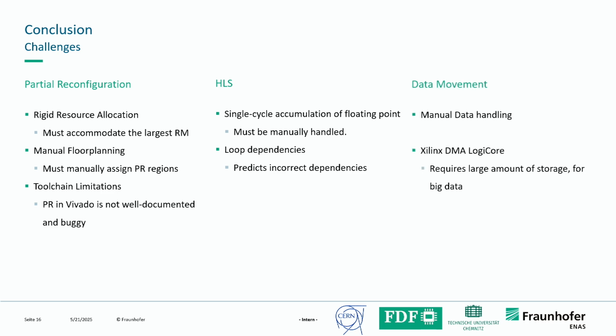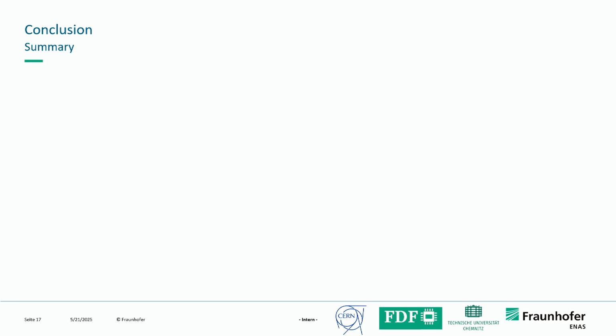And for data movements, we used manual data handling. For the DMA logic core from Xilinx, we did not use that because even in the basic mode, it requires a lot of CPU power, and then we don't have any acceleration. But in the scatter-gather mode, it requires a huge number of descriptors because our matrices are really big. We're dealing with a million instances and small tiles, so we would have to generate a lot of buffer descriptors.